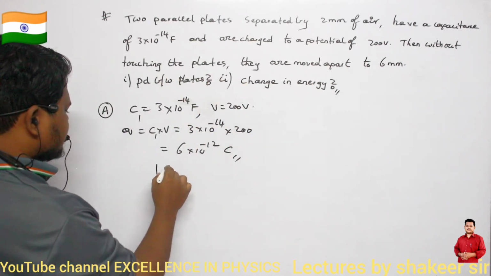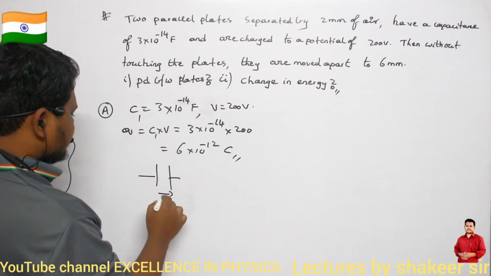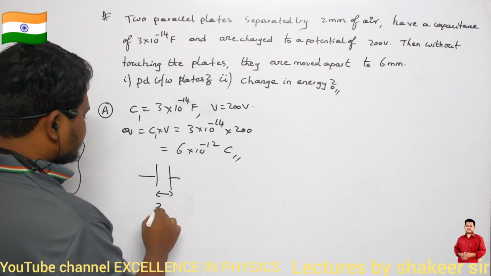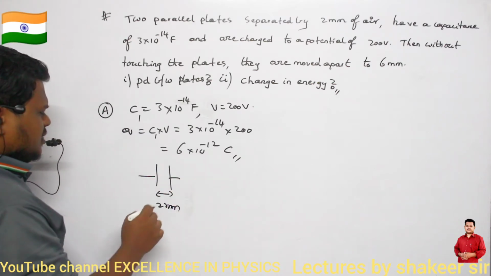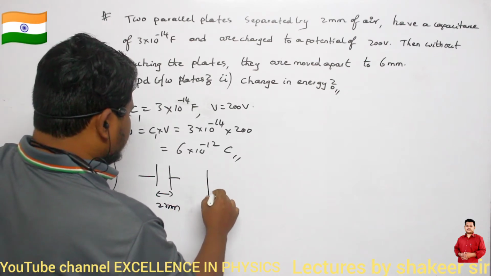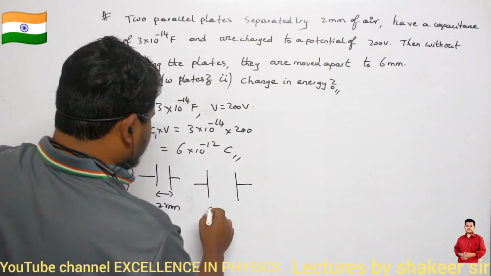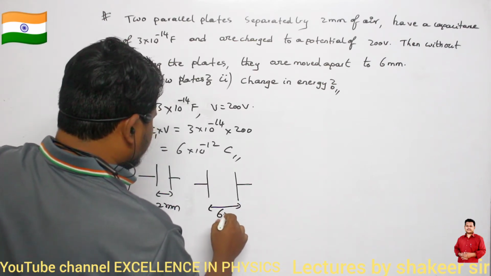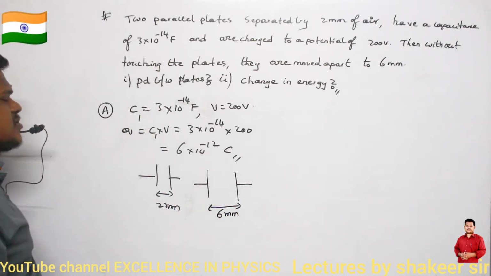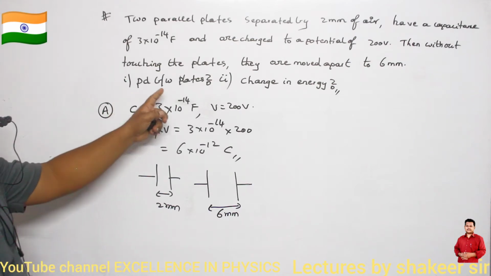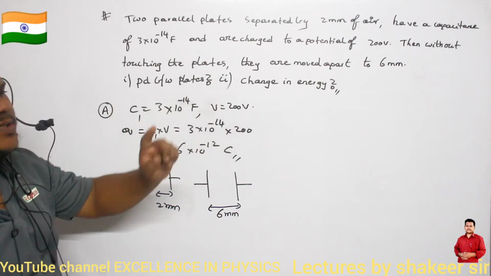So initially this was the capacitor. The distance between the plates was how much? Distance between the plates was 2 millimeters. Now what we have done, we have increased the separation between these two plates. If we have increased the separation to 6 mm, then these are the questions which we are supposed to answer. So potential difference between the plates is how much? Change in energy is how much?